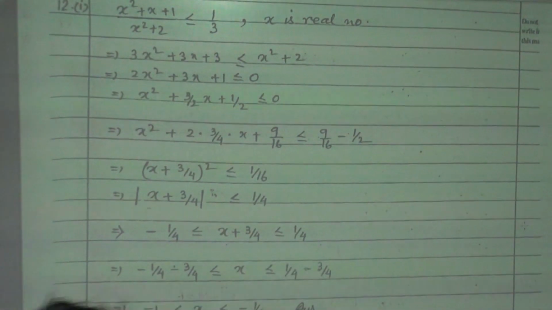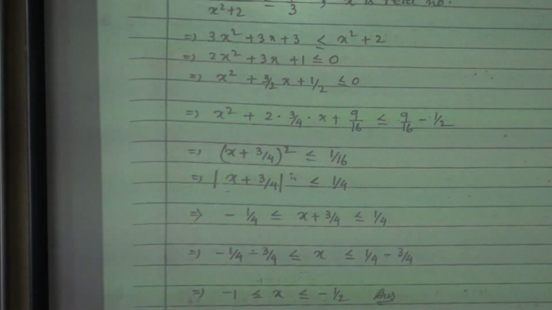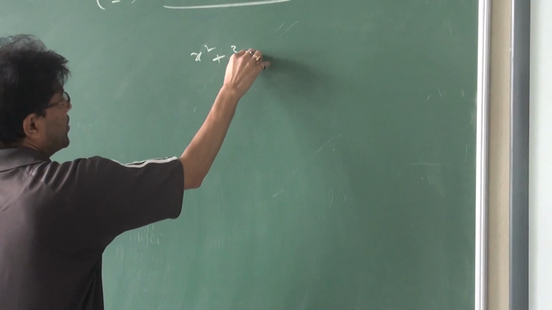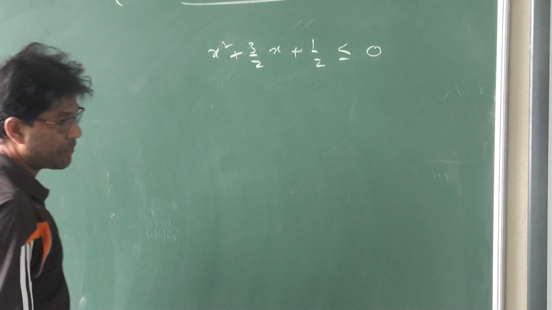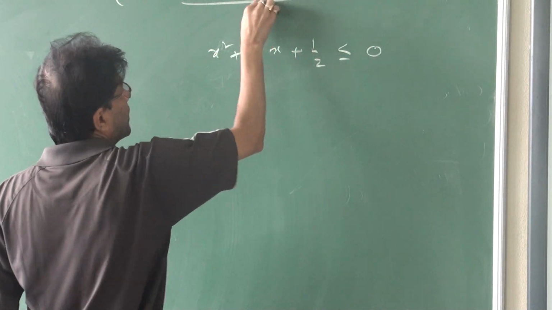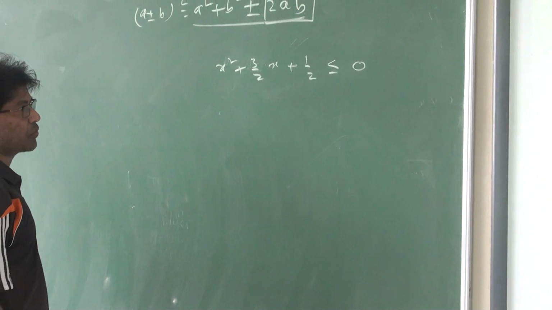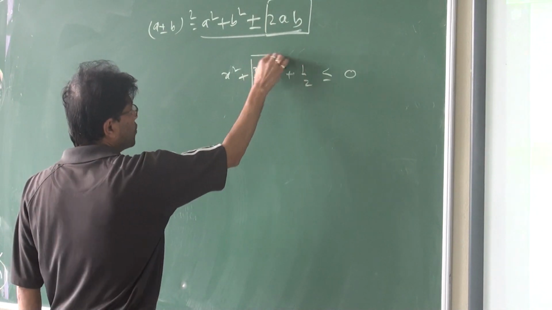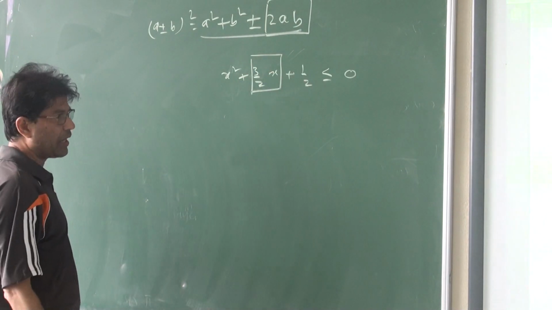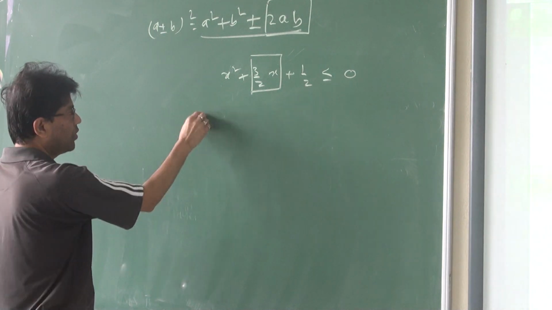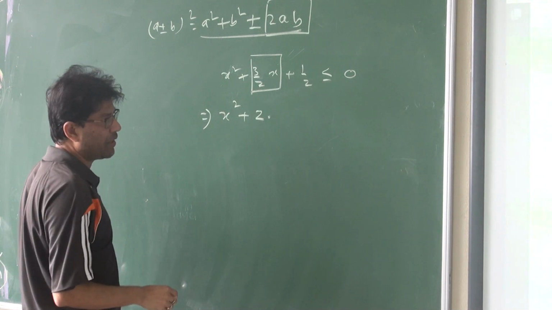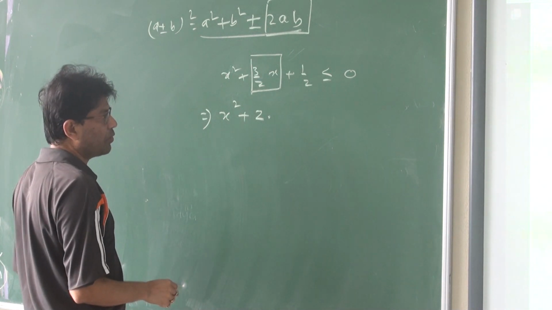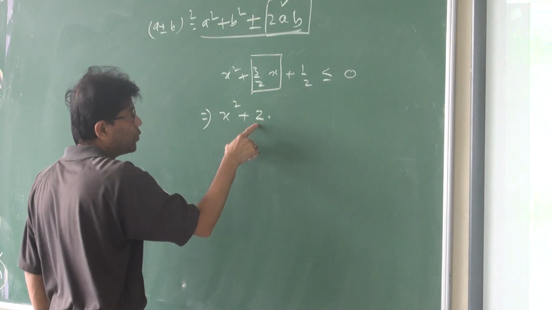Now here it is x square plus 3 by 2 into x plus half less or equal to 0. This is given. I need the 2ab term. To get a whole square, I need the 2ab term. This is your 2ab term. What is your a and what is your b, that you have to make out. So this I am writing as x square plus 2 is not there, so multiplying and dividing. 2 is not there, so to get the 2ab term, multiplying by 2 and dividing by 2.